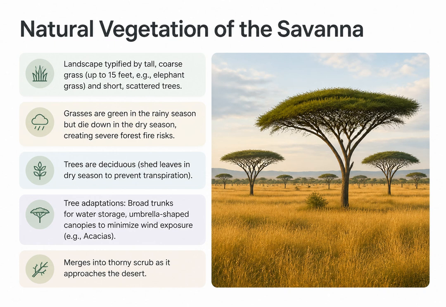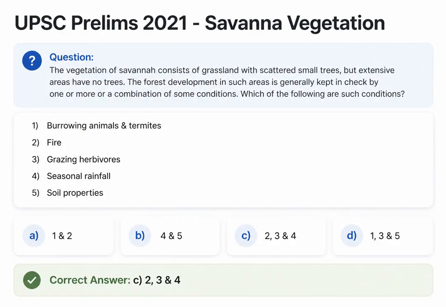They often have thick trunks to store moisture and umbrella-shaped canopies that reduce their exposure to the harsh, drying winds. This delicate balance of vegetation was the subject of a 2021 UPSC question. It asks what keeps the trees in check, preventing the savanna from turning into a dense forest. The correct conditions are fire, grazing herbivores, and seasonal rainfall.